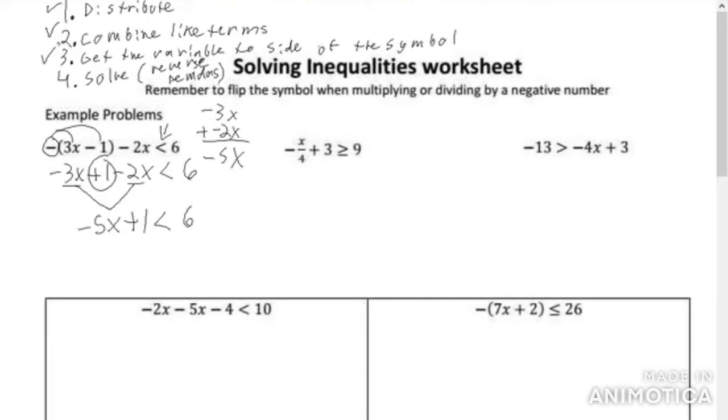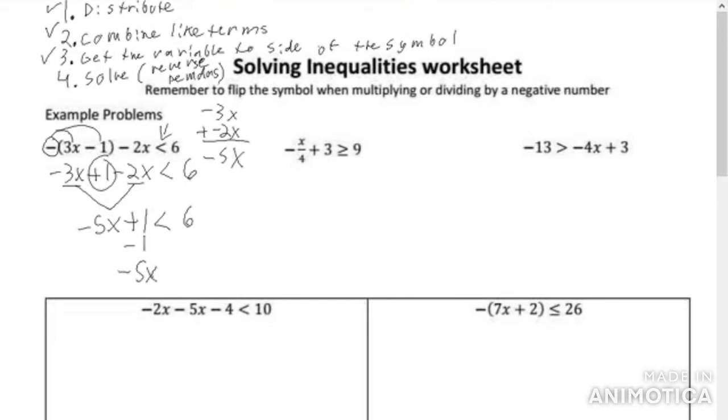Reverse PEMDAS. That means we need to start off by getting rid of an addition or subtraction. Right here, I have a plus 1. To get rid of addition, I need to subtract. So I need to subtract 1 right here. That will give me just negative 5x by itself.